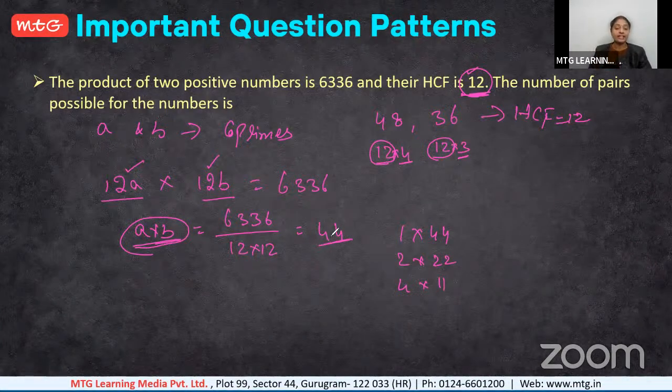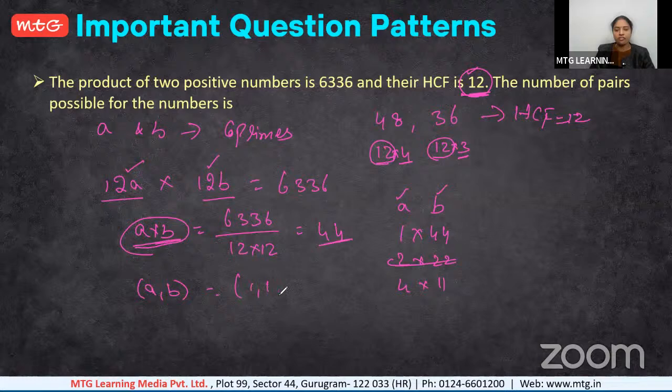Now, in this, I should make these two numbers which are taken as A and B co-primes. Here you see, 1 and 44 are co-primes. Okay. 2 and 22 are co-primes? No. So, I can't pick this. Whereas 11 and 4 are again co-primes. So, A and B can take two pairs of values, which are 1 and 44, and 4 and 11. These are the two pairs of values that I take.